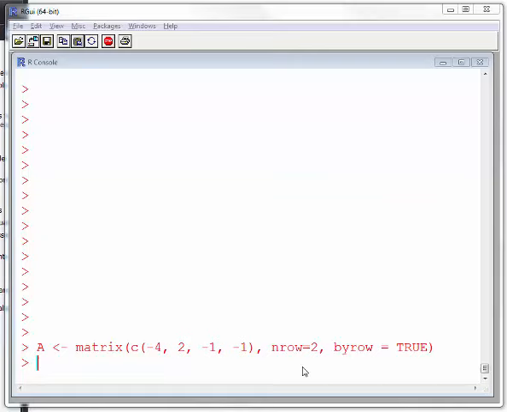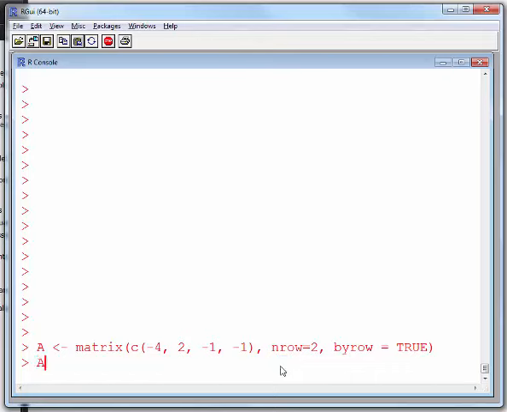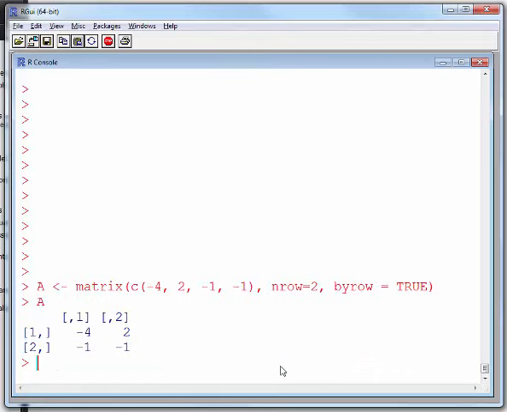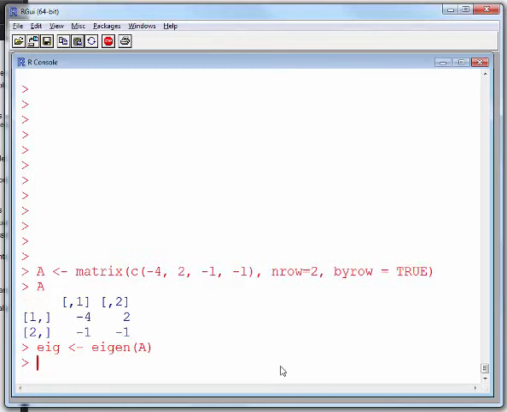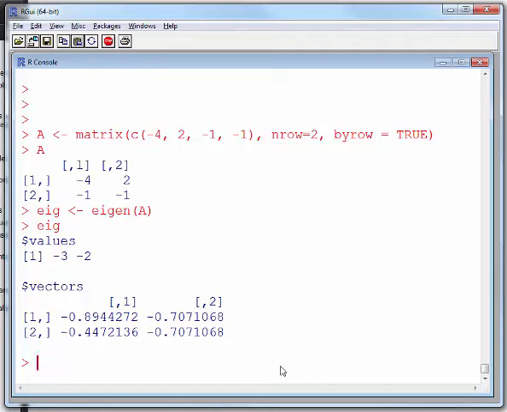So let's get that same matrix into R. Okay, it was that matrix -4, 2, -1, -1. And I'm going to store all the eigen stuff in something called eigni, like so. If I type that, I'll see that I get the eigenvalues and the eigenvectors.